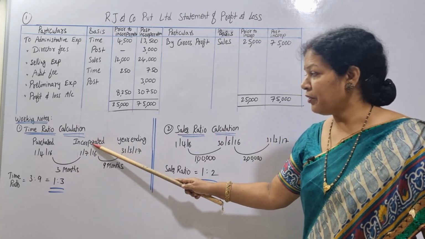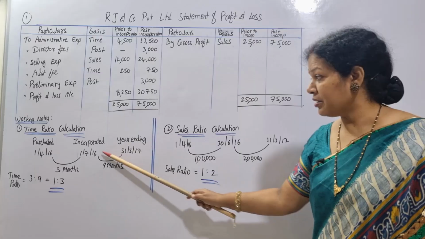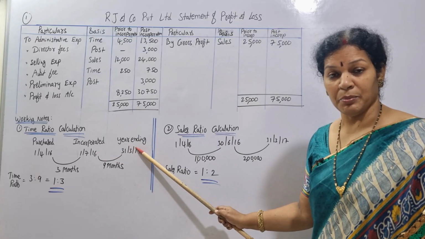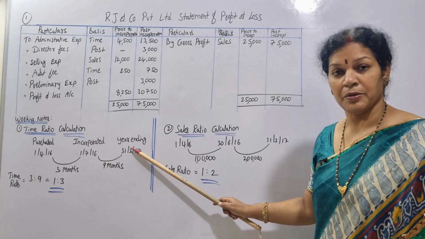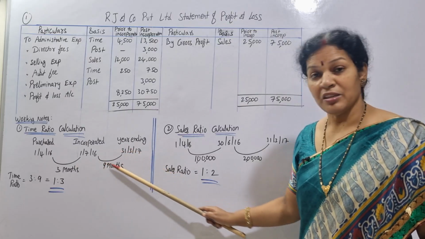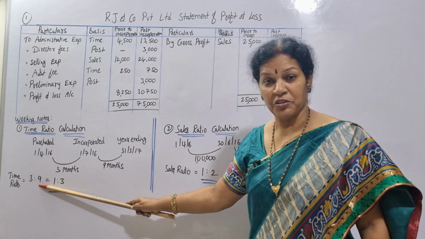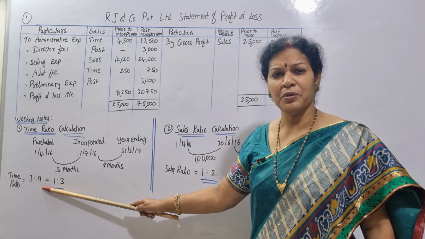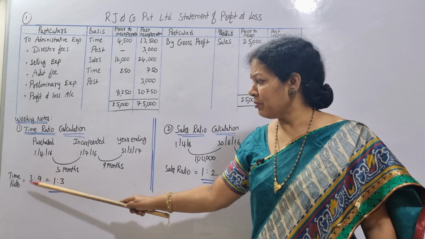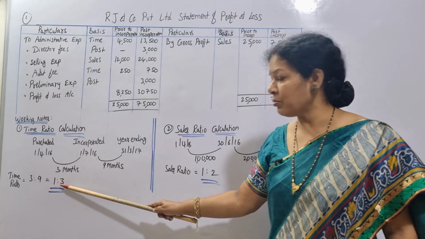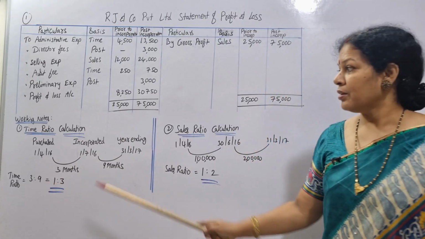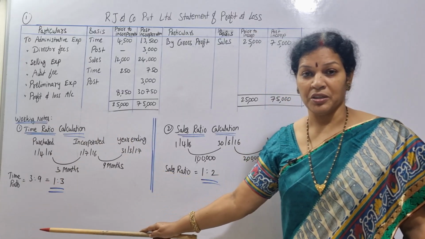Okay. From incorporation to year ending, here it is 6 months and here 3 months. Total it comes to 9 months. So 3 months and 9 months, 3 is to 9 is the time ratio. We can simplify this: 3 1s are 3, 3 3s are 9. So it is 1 is to 3. So the time ratio is 1 is to 3.